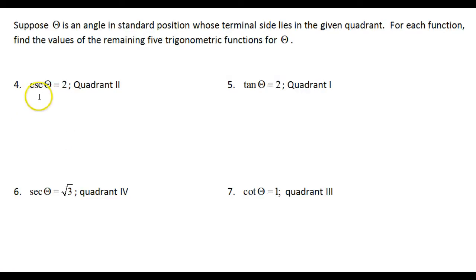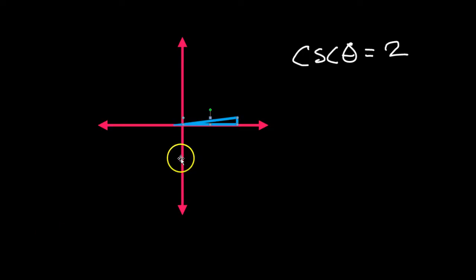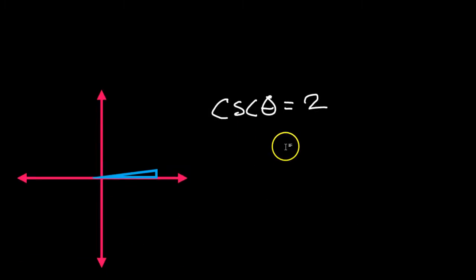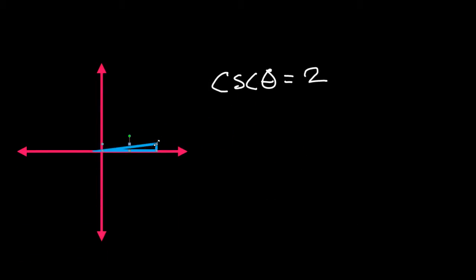Problem number 4 says that the cosecant of theta is equal to 2, and we're in quadrant 2. Let's take a look. All right, so the cosecant of theta equals 2, and we are in quadrant 2. So quadrant 2 is over here. So I'm just going to put my triangle in the correct quadrant. So it's helpful to look at this as 2 over 1.